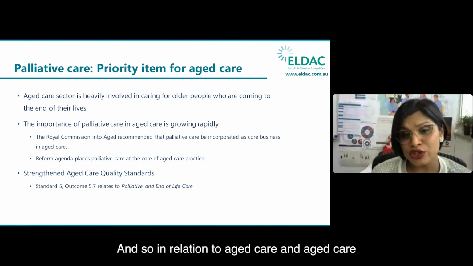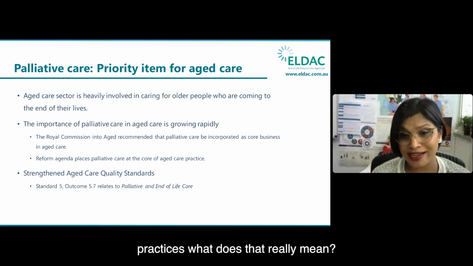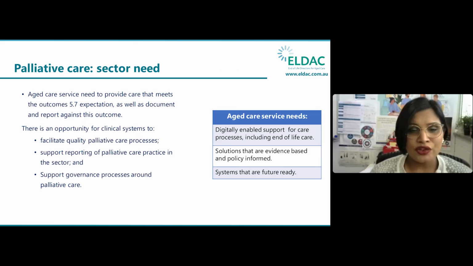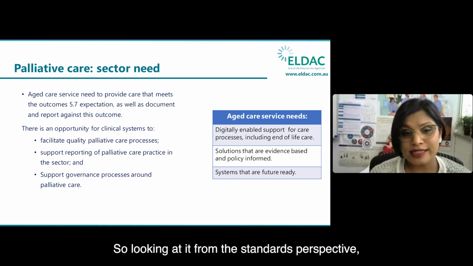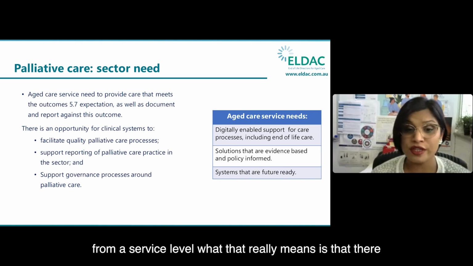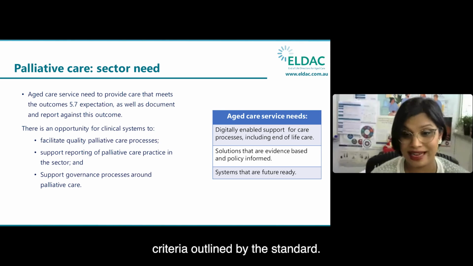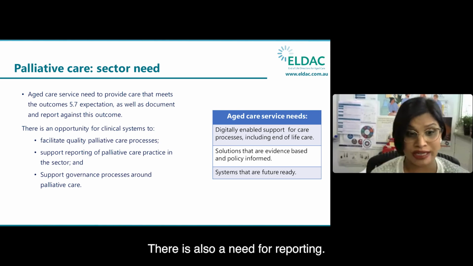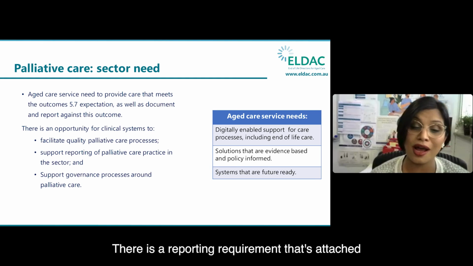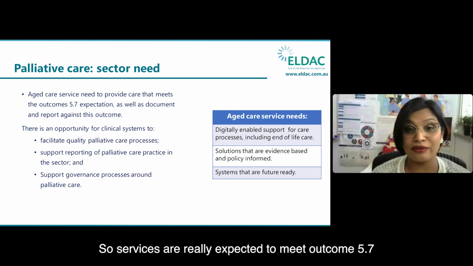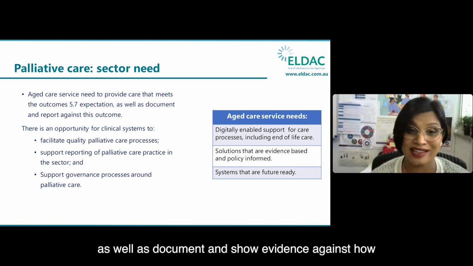And so in relation to aged care and aged care practices, what does that really mean? So if looking at it from the standards perspective, from a service level, what that really means is that there is not just the expectation that the care meets the criteria outlined by the standard. There is also a need for reporting. There is a reporting requirement that's attached to that high quality care. So services are really expected to meet outcome 5.7 as well as document and show evidence against how they're achieving or delivering this outcome.